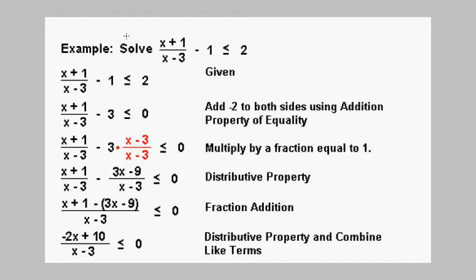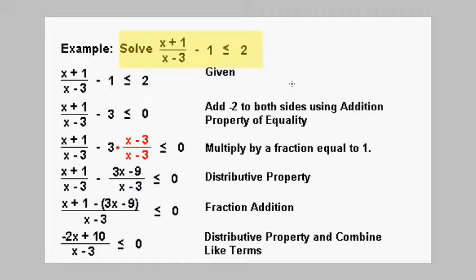In this example, we're going to solve a rational inequality. And here we have (x + 1)/(x - 3) - 1 ≤ 2. The first thing we want to do is get this in the right form. We want to get all of the terms combined together into one fraction on one side, and we want 0 on the other side. So really what we have to do is a bunch of algebra here.